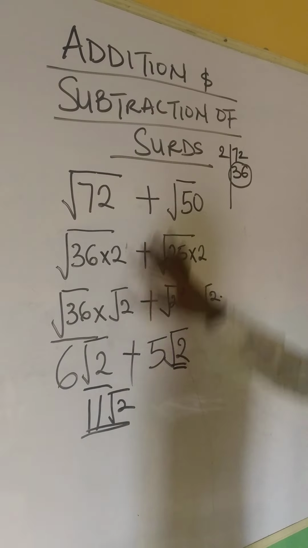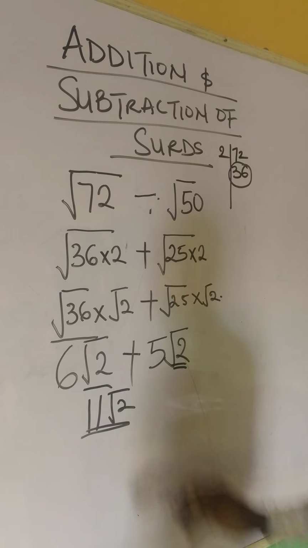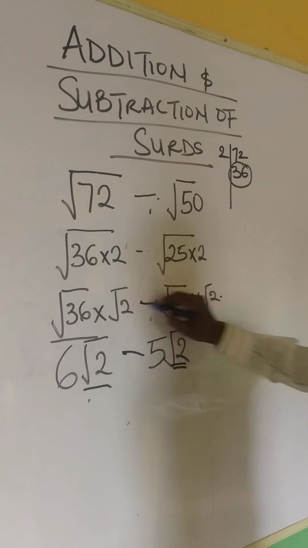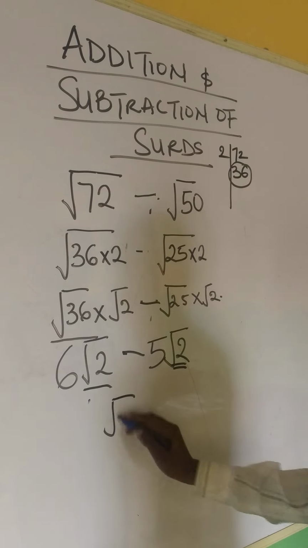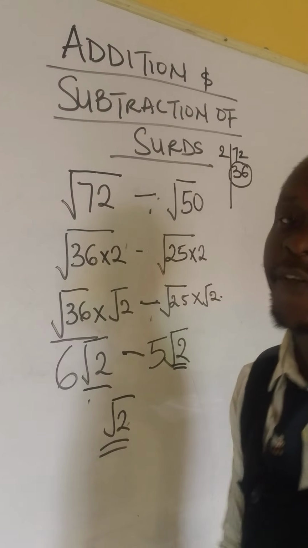If what separates them is also minus, you do the same thing, and your final answer will become 6 minus 5, which will give us root 2. So the same law for addition is what affects subtraction.